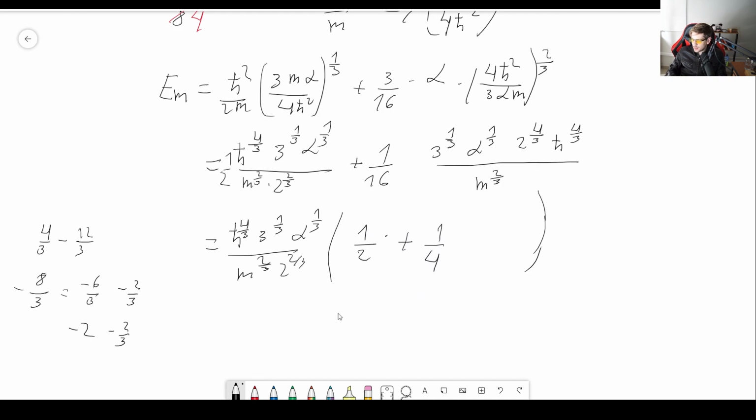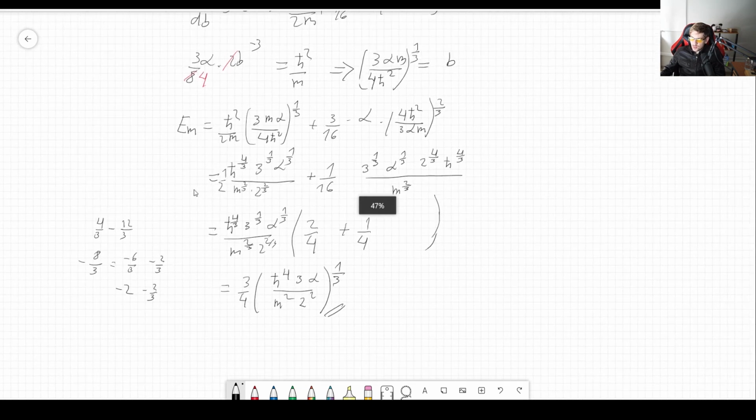So now all we have to do is add these two together, which is 1/2 plus 1/4. So we can take minimum denominator. So we get 2/4, so this is going to be 3/4. So 3/4 times, and this would be h bar to the 4th, 3 alpha m squared, 2 squared, and all of this to the 1/3 power. So this would be the minimum value for the energy.